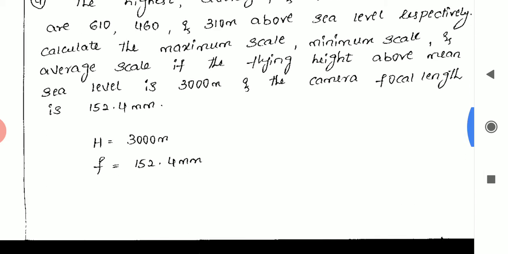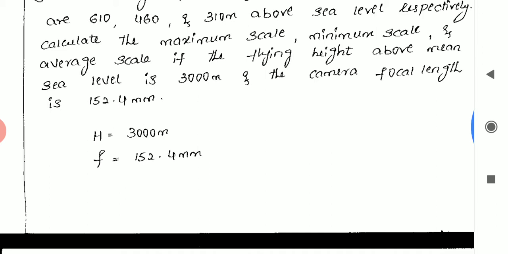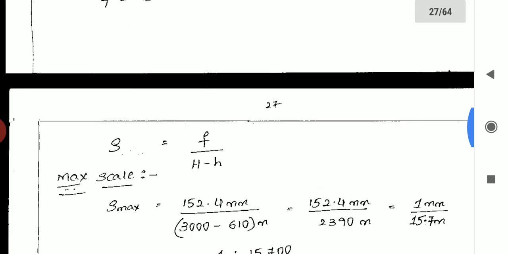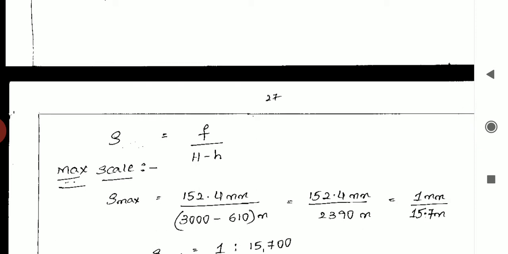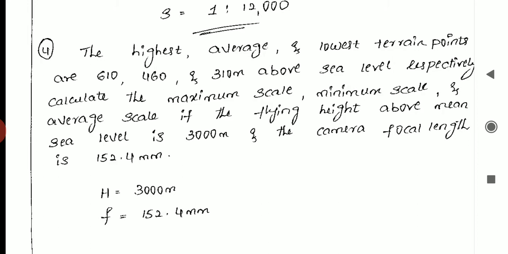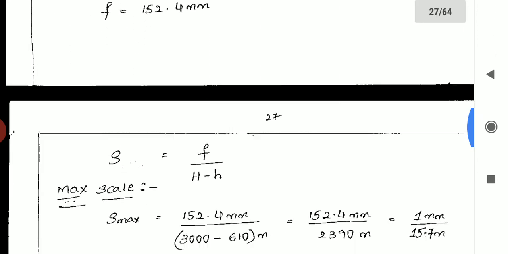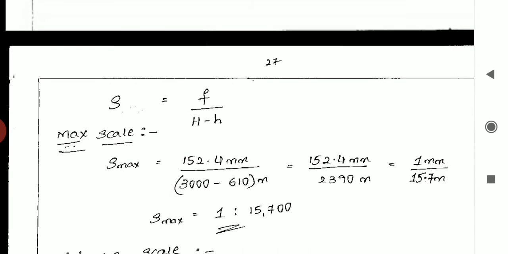Okay, and next one is the focal length, it is 152.4 mm. And we have to find S, equal to scale. Scale equals F divided by H minus h. So in the question he asked to calculate the maximum scale, minimum scale and average scale. So the maximum scale formula is S max, F divided by H minus h, the scale formula we already know.